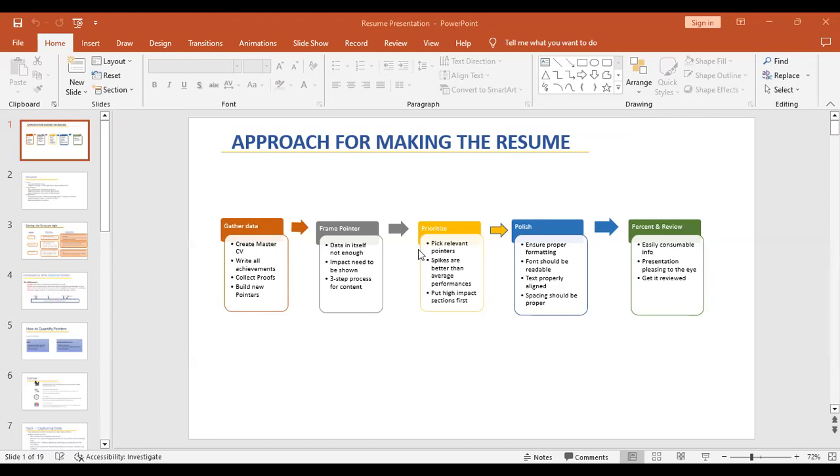Okay, so now what are the elements? The elements are format, categorization, and prioritization. In format, use a standard format. We have already said this. Name the sections correctly. So if it is about education, talk about education. If it is about additional skills, talk about additional skills. If it is about your technical skills, talk about technical skills.